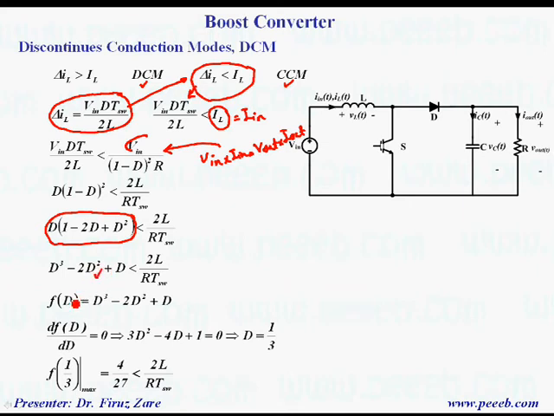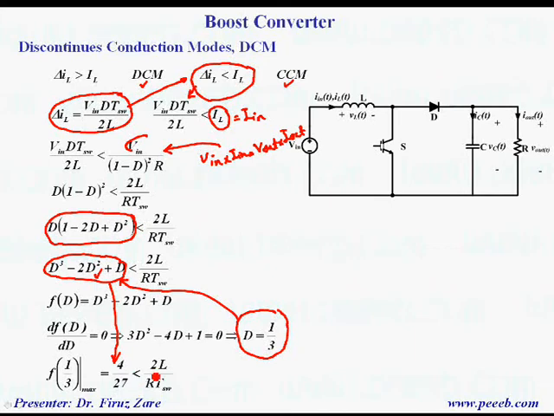So we can find the maximum and minimum value of this term. In this case we define this function, which is d to the power 3 minus 2 times d squared plus d. What's the minimum and maximum value? Here we can find that the maximum value happens when d equals 1 over 3, and when we put d in this equation, this term equals 4 over 27, and if this is less than 2L over RTs, then the system always operates in continuous conduction mode.